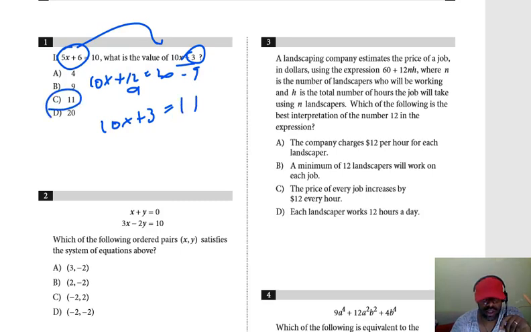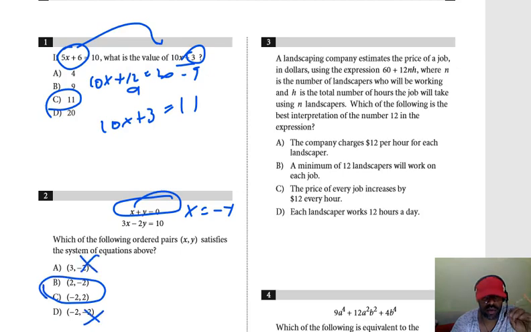So question number 2. You have systems here. So I'm gonna use this one here: x is equal to negative y. Because x and y are equal in magnitude but opposite in direction, I'm gonna choose those choices which are equal in magnitude. So these two, this could be one answer. This is wrong, this is wrong.